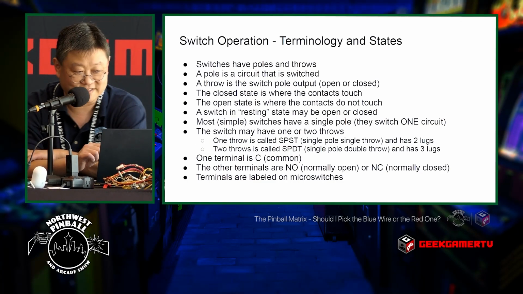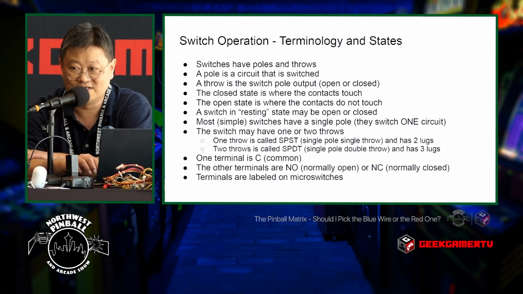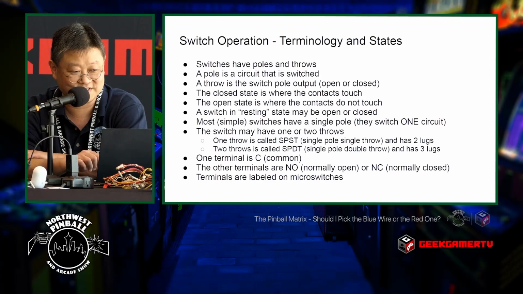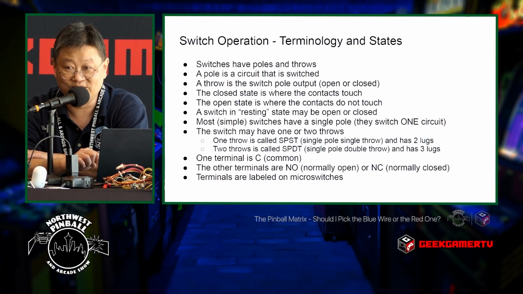Oh, switch operation. So this is a huge big blurb about switches and all the different types and all the terminology that you'll see. Switches have poles and throws. A pole is a circuit that is switched. A throw is whether the switch pole output is opened or closed. For a mechanical switch, a switch is closed when the contacts touch. The switch is open when they don't touch.